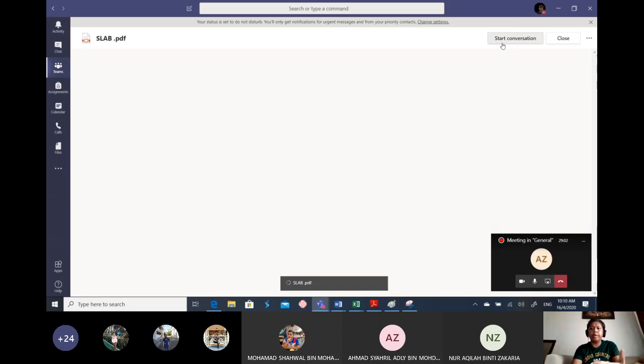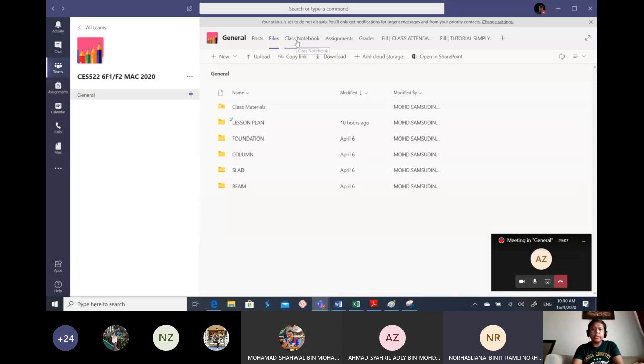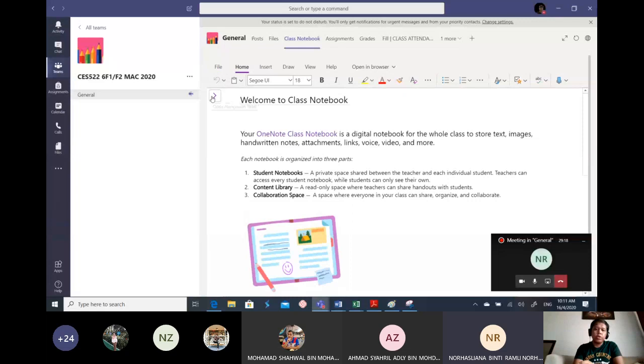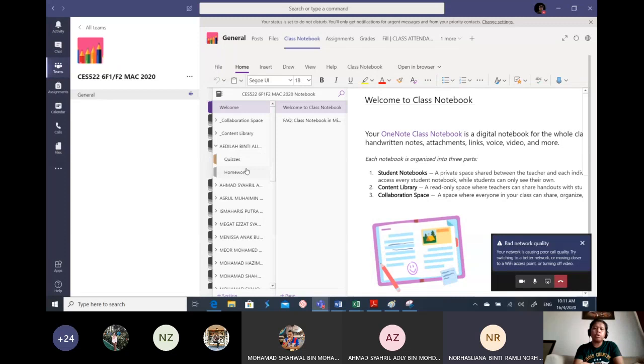Later, this is our class notebook. Our class notebook is actually a personal notebook of your own, which means each person will have a class notebook. So if you have your own task to do, you can do it right here.